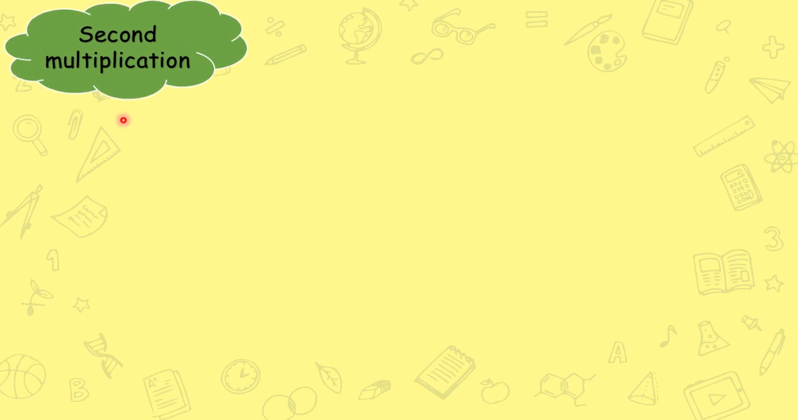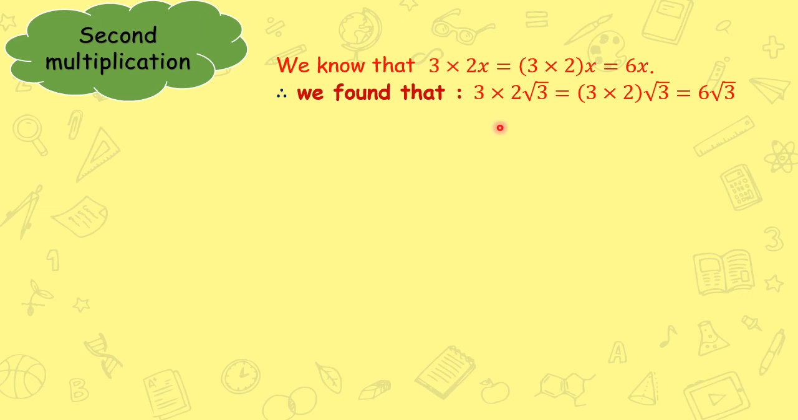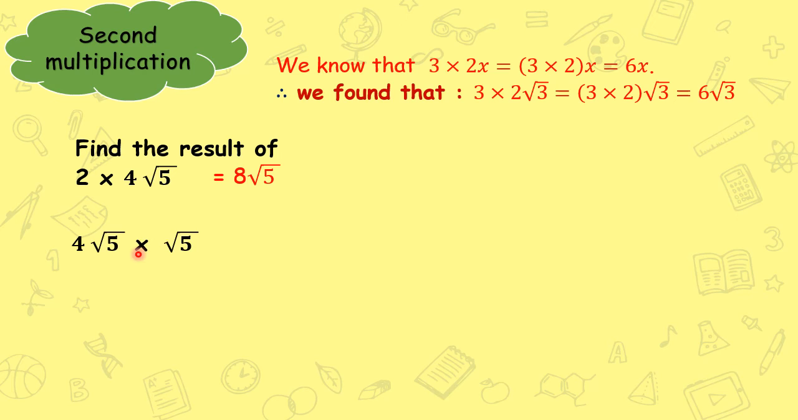The second operation is multiplication. We know that 3 times 2x equals 3 times 2 times x. 3 times 2 equals 6x. We use the same idea: 3 times 2 root 3 equals 3 times 2, 3 times 2 equals 6 root 3. Find the result of 2 times 4 root 5: 2 times 4 equals 8 root 5.